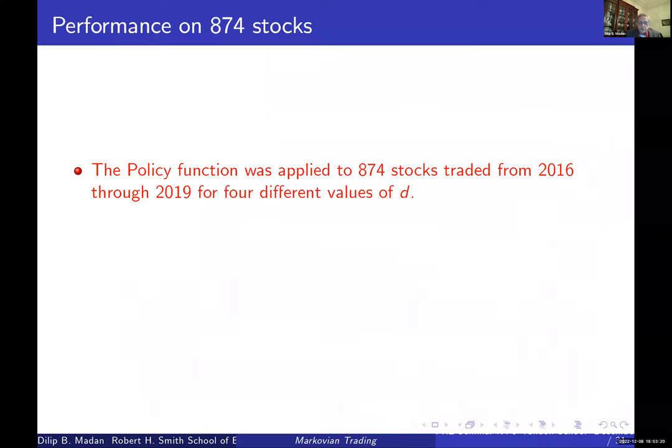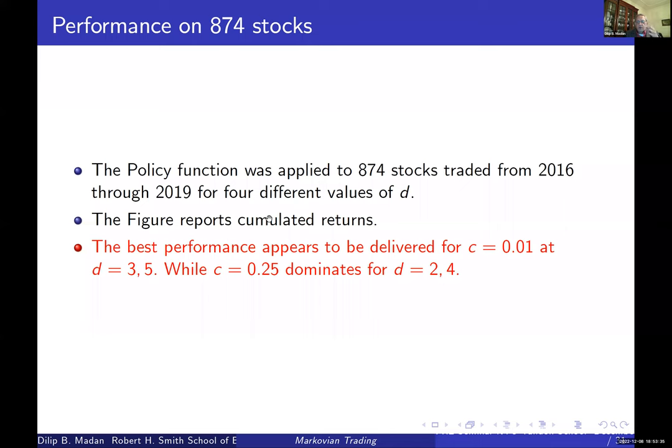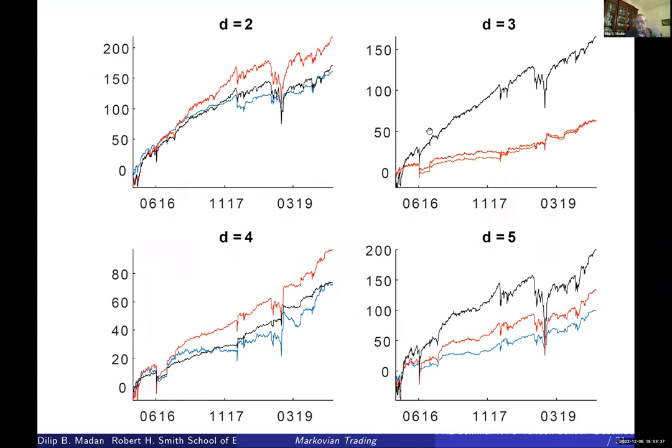Then we got more aggressive and said, let's apply the same policy function that we had for 2020 data on SPY to 874 stocks trading from 2016 to 2019. And we report accumulated returns on those. Again, D equals 3 was over here with, I think, C equals 0.01.